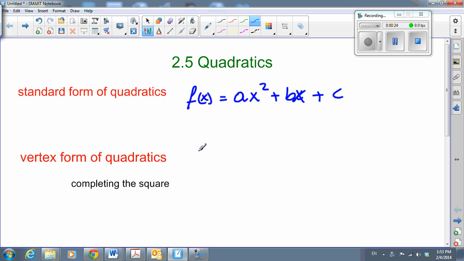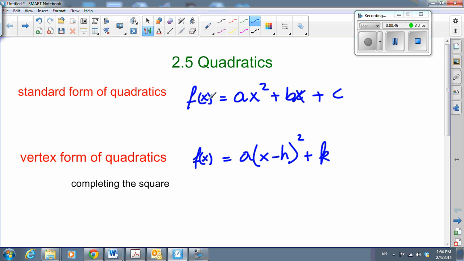The vertex form, on the other hand, is of the form y equals, or f of x equals, a(x minus h) squared plus k. Now, if you look inside your book, you will note that they're calling this form the standard form, but this is the real standard form.